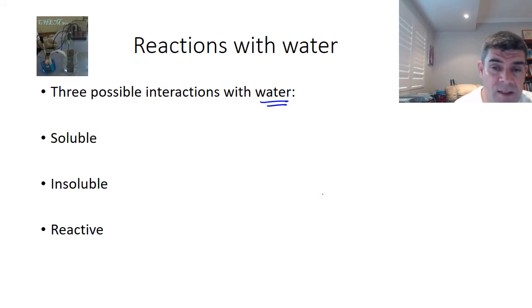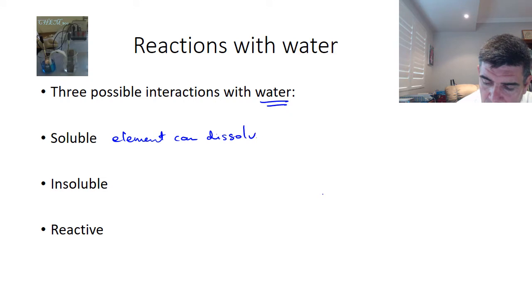The first way is that it's soluble, i.e. the element can dissolve in water. There's no particular reaction that characterizes the solubility of particular elements in water. But certainly some types of gases, for example, are partly soluble in water, and so the water can actually contain a certain amount of that element in a dissolved or solute form.